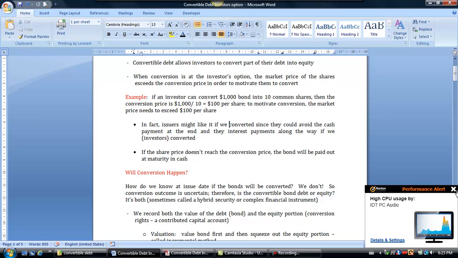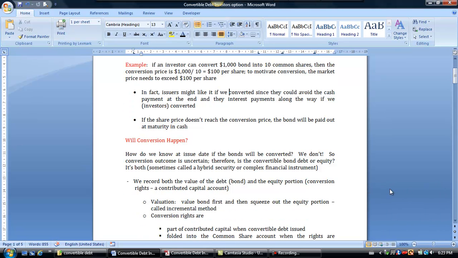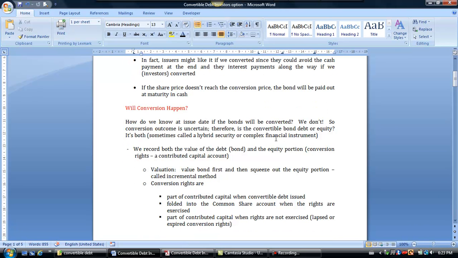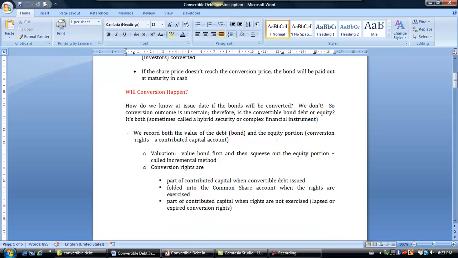So now, will conversion in fact happen? How do we know at the issue date if the bond will be converted? The fact is we don't know, because we don't know what's going to happen to the market price of the shares. So the outcome of a conversion, whether you'll convert or not, is really not certain. Therefore, do we consider the bond to be purely debt, do we consider it to be equity, or do we consider it to be both? In fact, we consider it to be both.